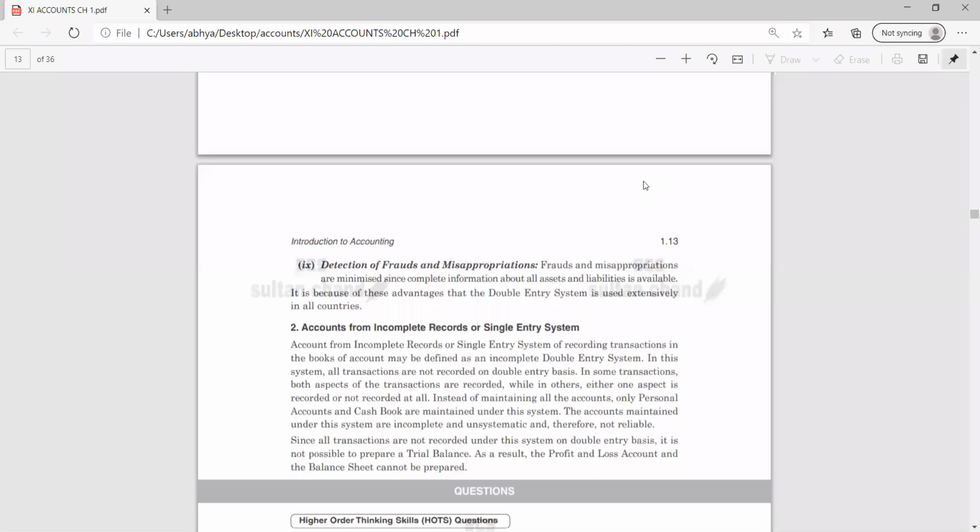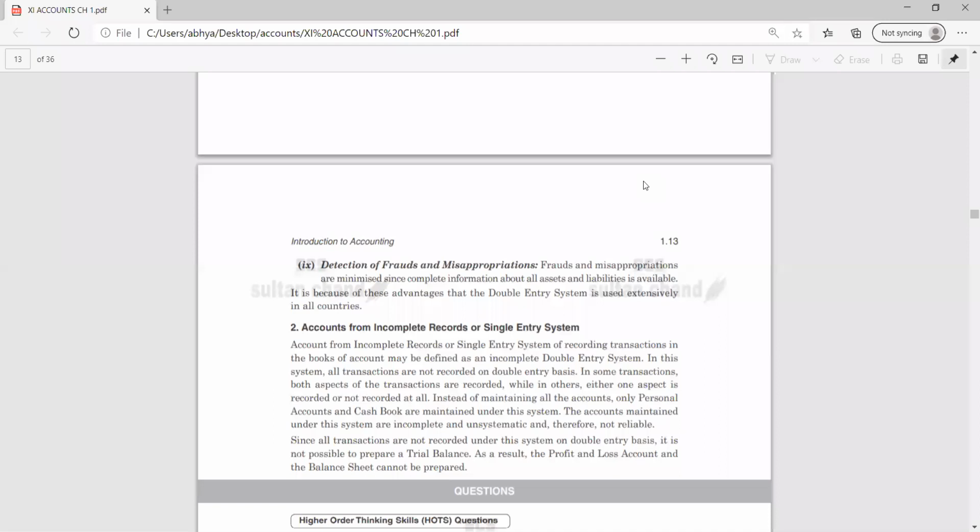Some transactions are there in which cash is not involved, no named account is involved, and no personal debtor or creditor is there. So in that case, no transaction will be recorded. I will tell you in detail when we do this chapter.